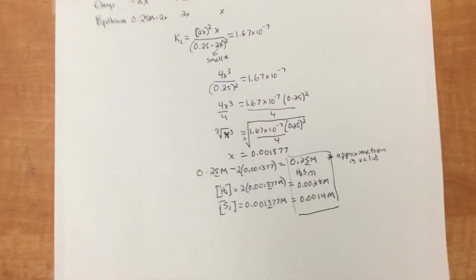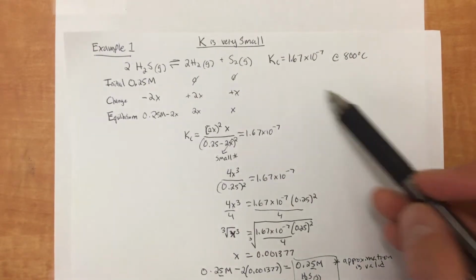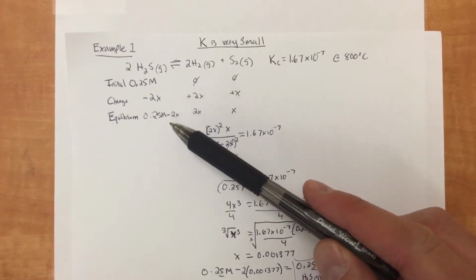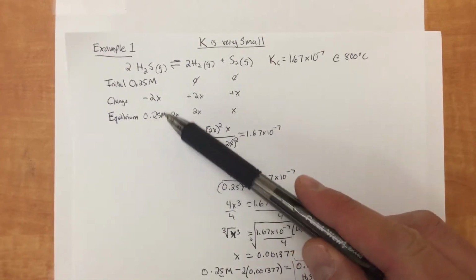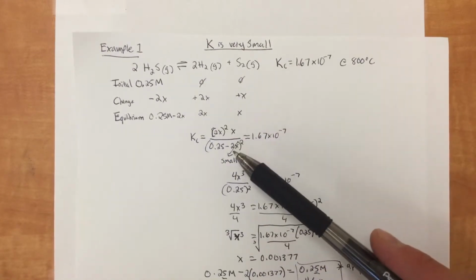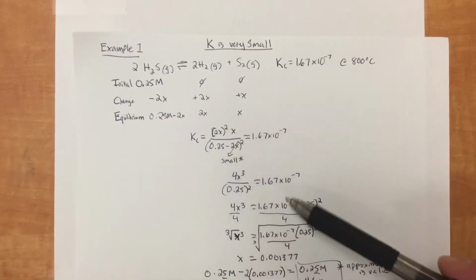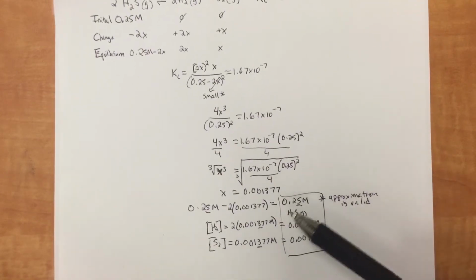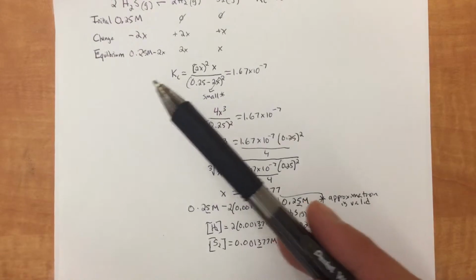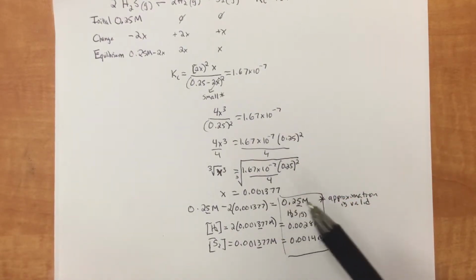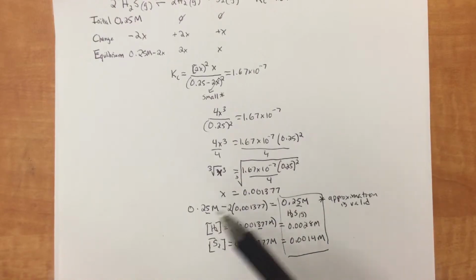So, to recap, when K is very small, the reaction will favor the reactants, and therefore we can make an approximation that this initial value will not be modified significantly. By getting rid of this 2x, we greatly simplify the math that we have to do to solve for x, and we can check our answer by seeing whether that initial assumption that this is a very small value indeed gives us a number which did not change from the original value.